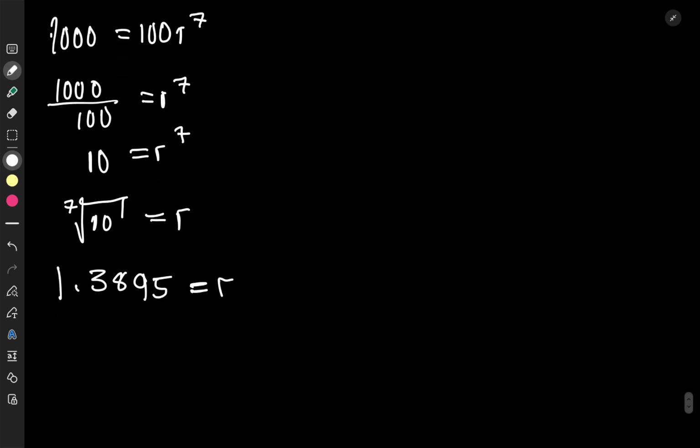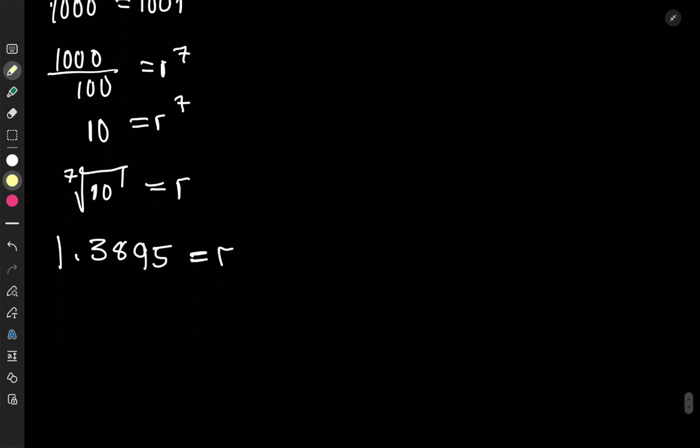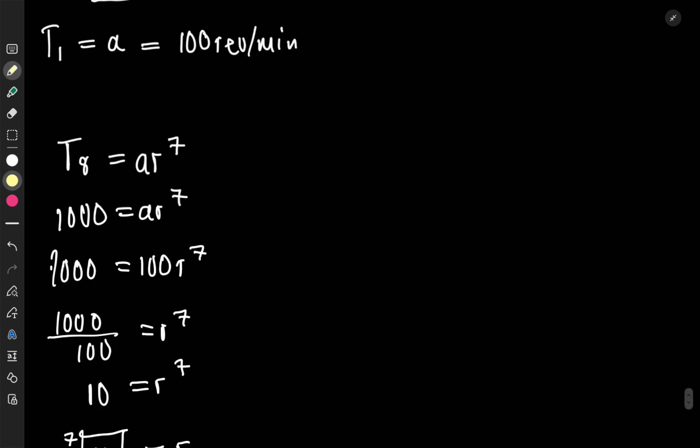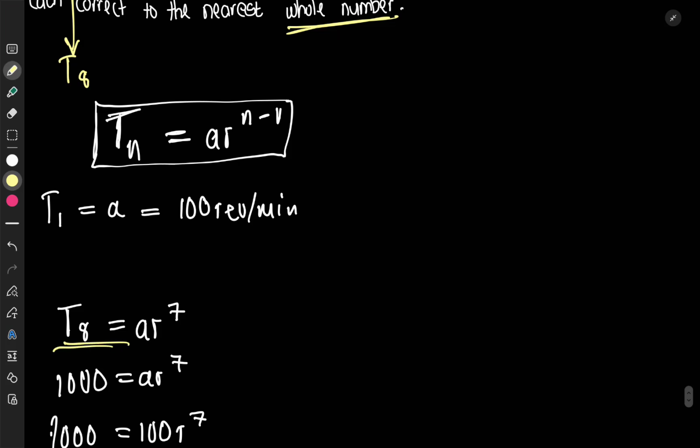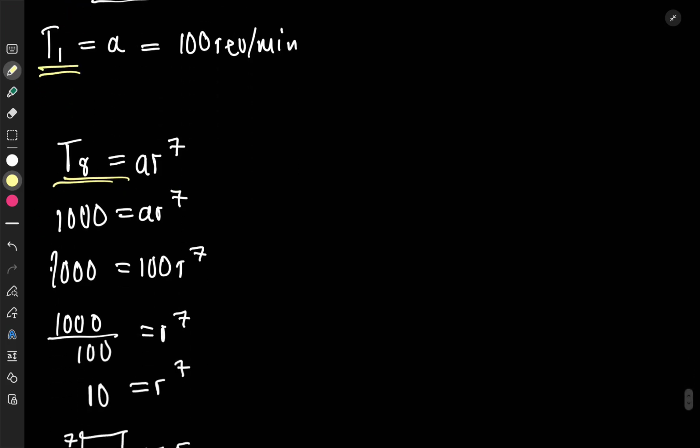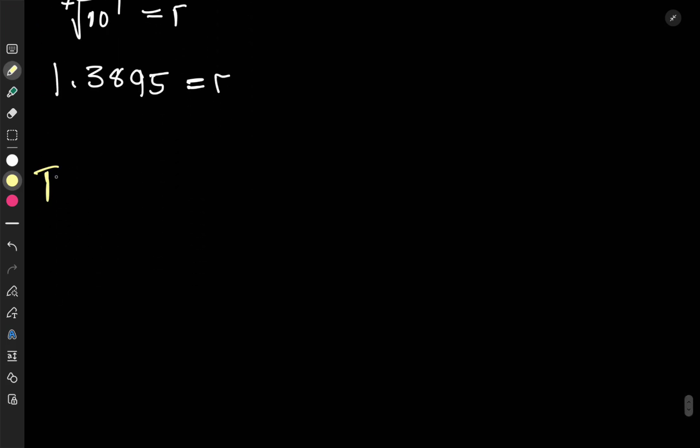Okay, now once we have our R, we can start to find the rest of the team. So what do we now have? We have our term number 8, and we have our term number 1. We're going to need the rest of the crew. So let's do that. What is term number 2?